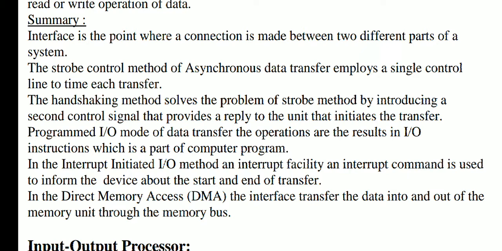In the programmed input-output mode of data transfer, the operations are the result of input-output instructions, which are part of the computer program. In the interrupt-initiated input-output method, there is an interrupt facility. An interrupt command is used to inform the device about the start and end of transfer. In direct memory access, the interface transfers the data into and out of the memory unit through the memory bus.